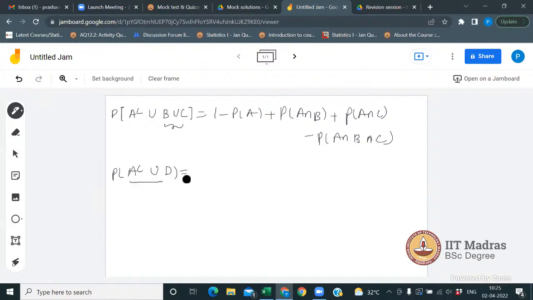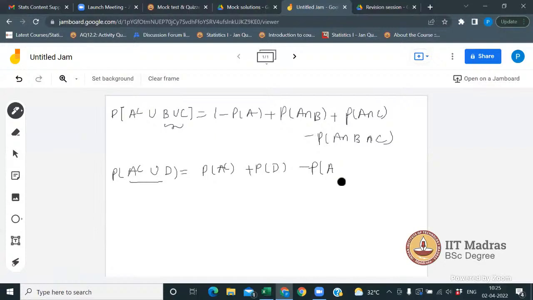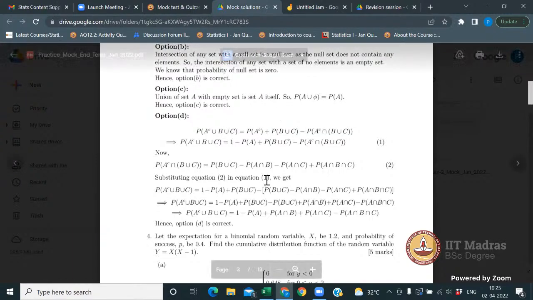So I know the formula of A union B: probability of A complement plus probability of D minus the A complement intersection D. So instead of D, can I write again B union C? Yes. Now clear? Yes. Now, see, there are these things you have to consider.